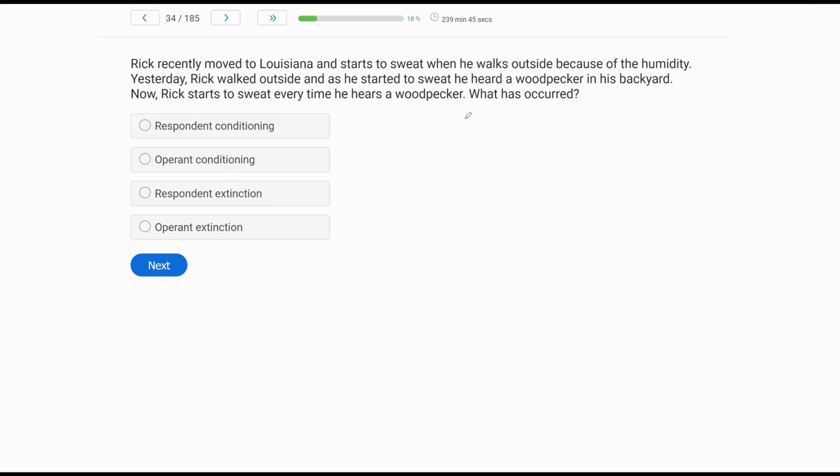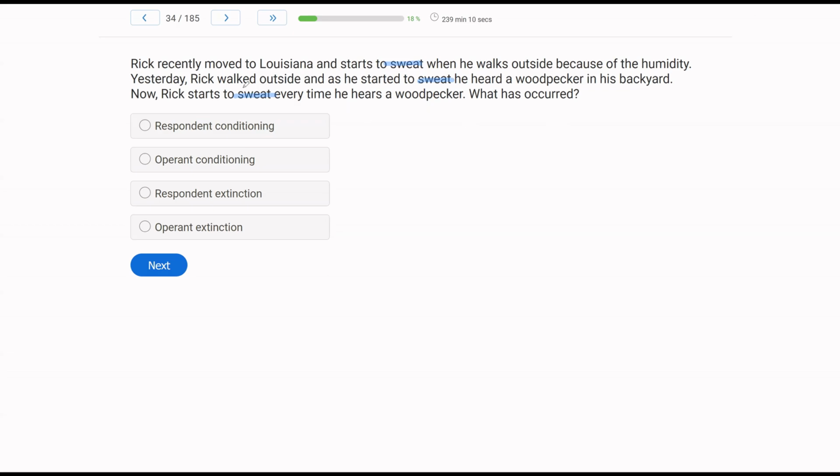Rick recently moved to Louisiana and starts to sweat when he walks outside because of the humidity. Yesterday, Rick walked outside, and as he started to sweat, he heard a woodpecker in his backyard. Now, Rick starts to sweat every time he hears a woodpecker. What has occurred? So we're looking at some sort of conditioning question, right? And the fact that we're looking at this sweating tells you it's a reflex, which tells you it's respondent. So you want to be on the lookout for that. When you get these reflexes, like sweating or crying or sneezing, you want to think respondent.